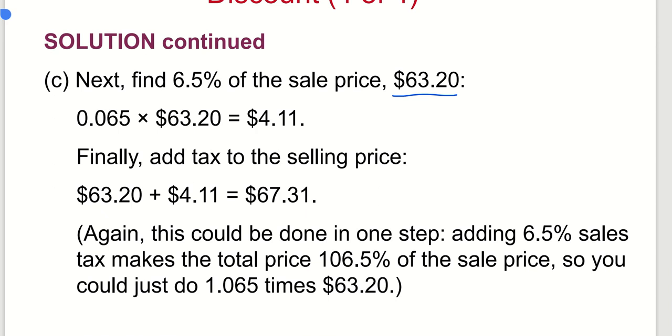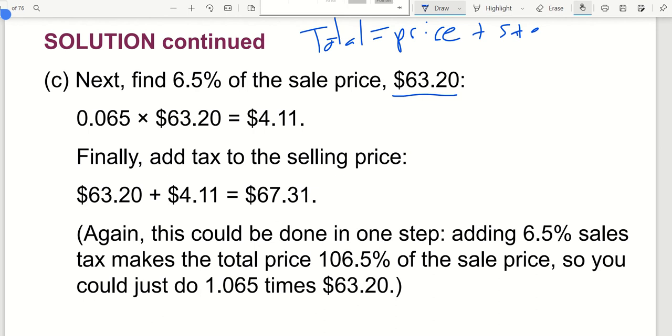The final amount, the total amount, is going to be the price of the dress, plus we have to add the sales tax. And sales tax, excuse me, I'm not sure why this isn't writing properly.